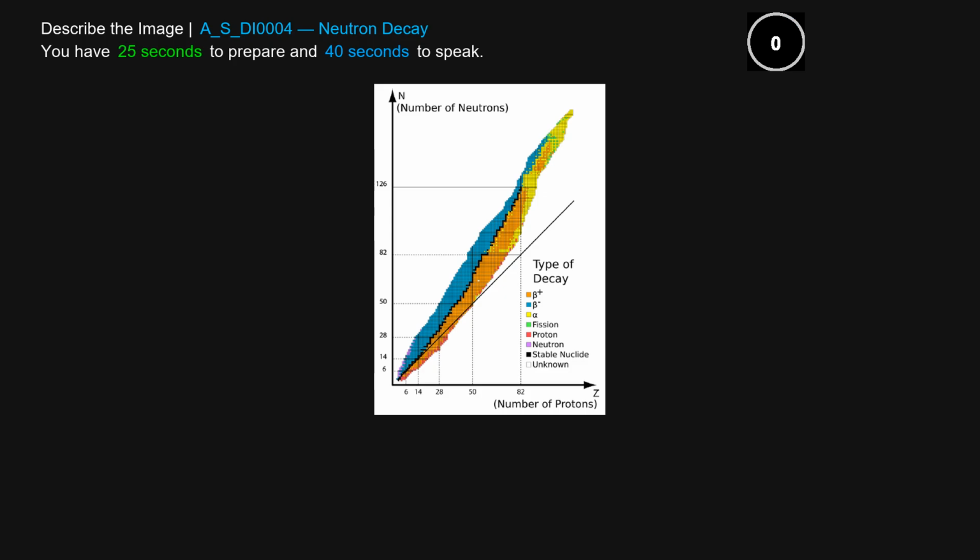The highest number is 126, whereas the lowest number is 6. Towards the end, the image gives important information about the neutron decay.